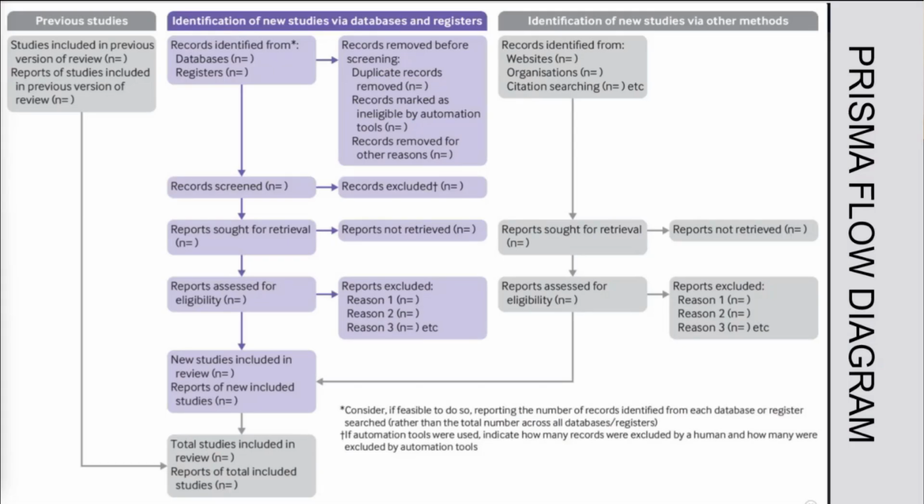And this is especially important because you're going to be expected to report the flow of your process following PRISMA guidelines. You're going to have to report how many results you're getting, how many duplicates you've removed, how many you've screened out, the reasons for excluding them, and how many studies were included in your final analysis.